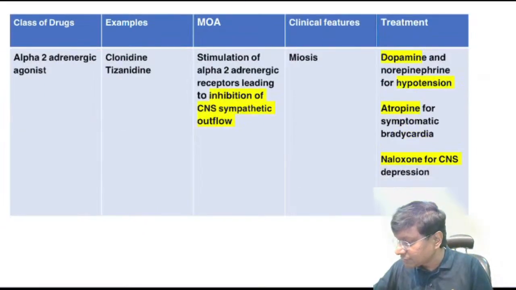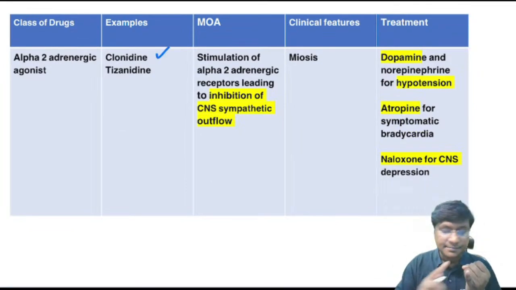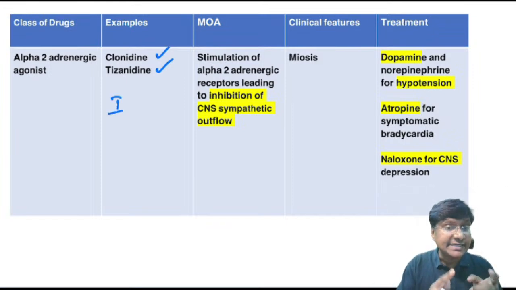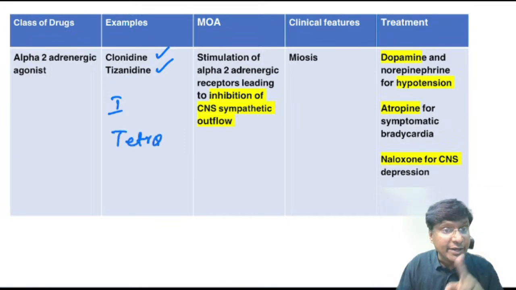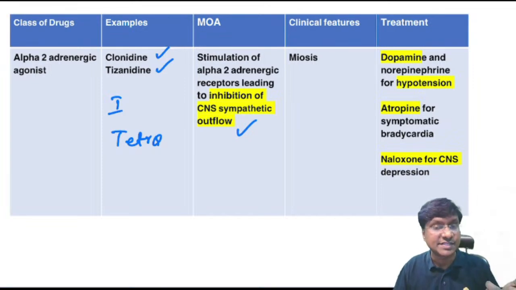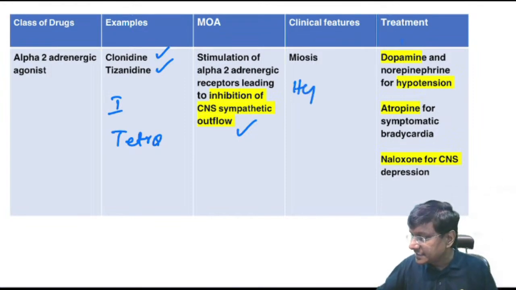The alpha 2 adrenergic agonists include clonidine, tizanidine, imidazoline, and tetrahydrozoline. They stimulate the alpha 2 receptors and thereby inhibit the central nervous system sympathetic outflow, causing meiosis as well as hypotension. The drugs preferred are dopamine as well as norepinephrine.